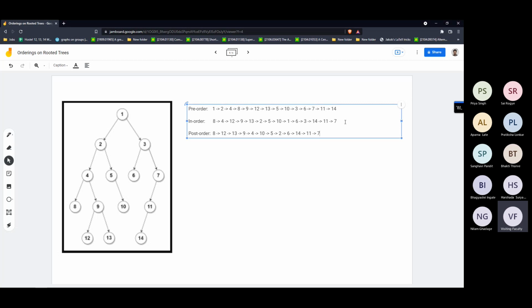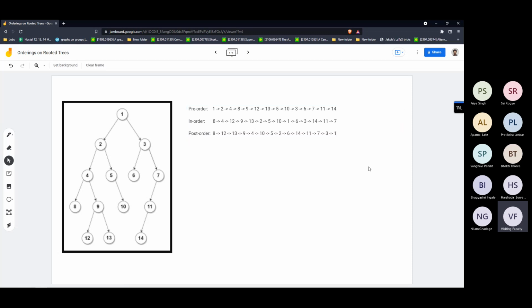This completes the right subtree of 3. And therefore we can now write the root 3. Along with 3, this has completed the right subtree of 1. So we have completed left subtree of 1, right subtree of 1, and now we can write the root 1. And now you can see that this covers all 14 elements. So this is the post order.